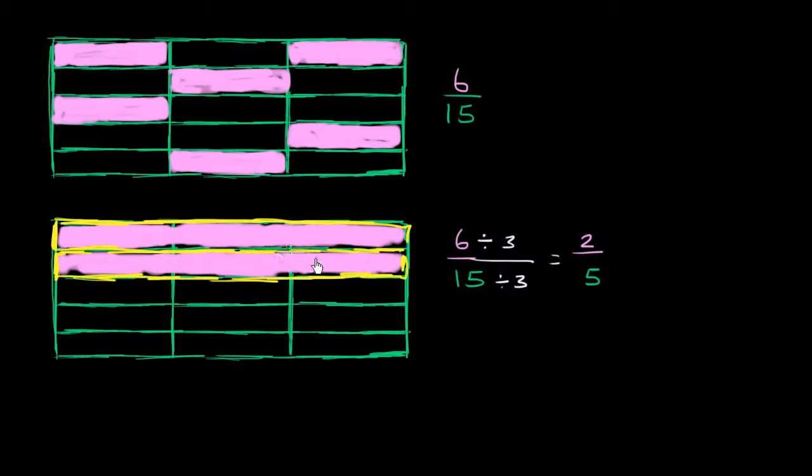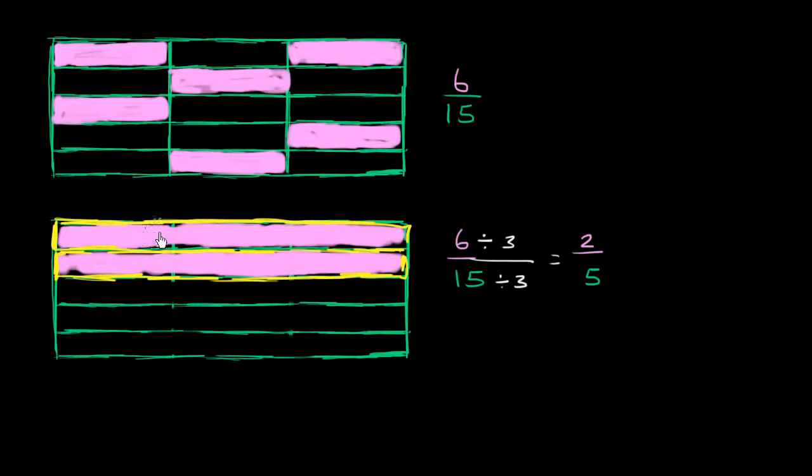Notice this is covering the exact same area as your 6 smaller ones did. And then how many equal sections of this size do you have on this entire thing? Well, you have 5 equal sections. Because this is one section of 3 right over here. This is another section of 3. And then this is another section. This is another section of 3.